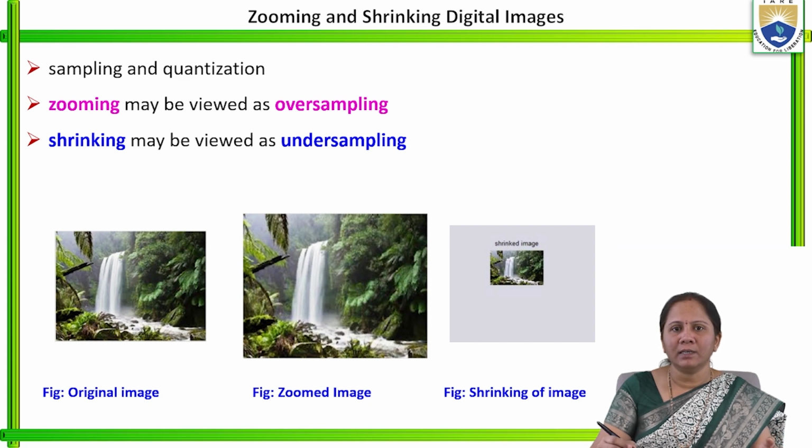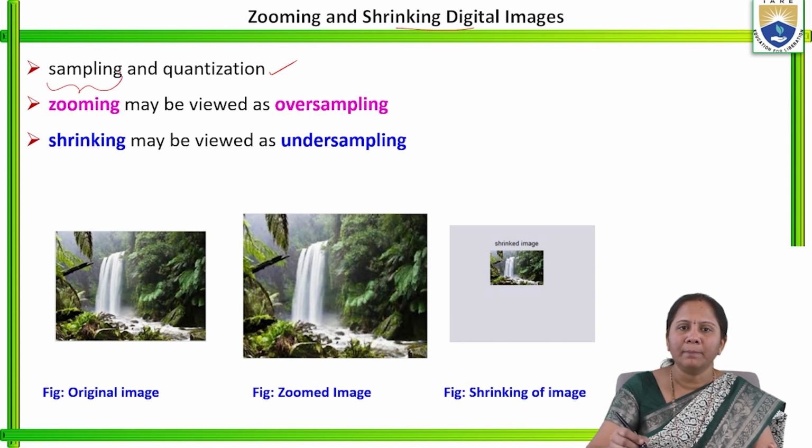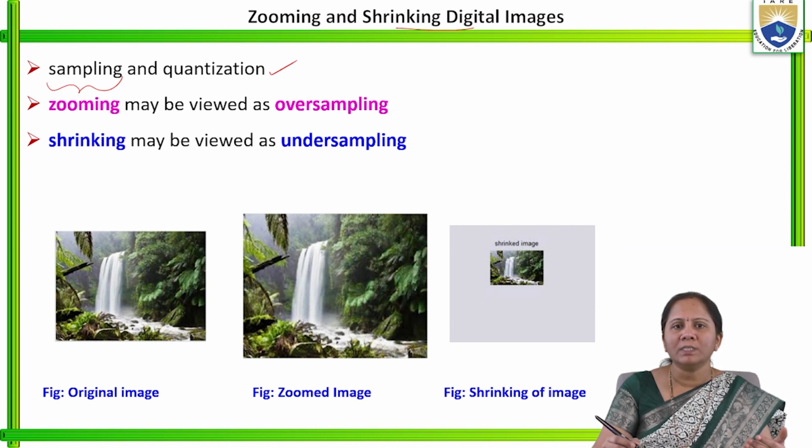And the next topic is zooming and shrinking of digital images. In order to clearly understand the concept of zooming and shrinking, we should recall the concepts we discussed in the previous sessions, that is sampling and quantization. While discussing sampling, we have two types: oversampling and undersampling. Oversampling means increasing the number of samples, and undersampling means removing or reducing the number of samples.